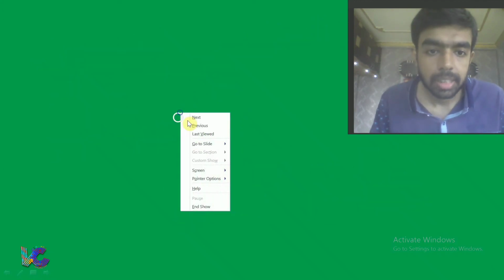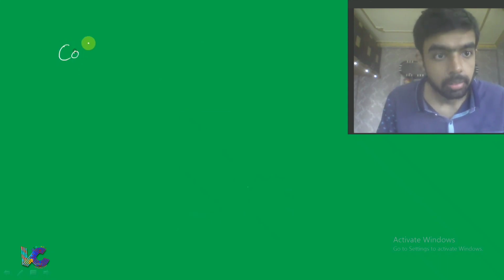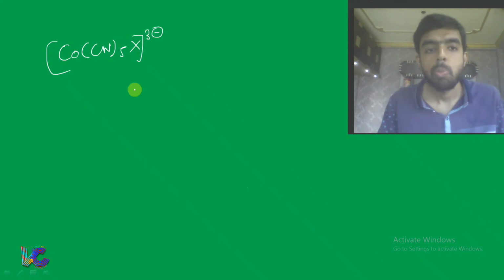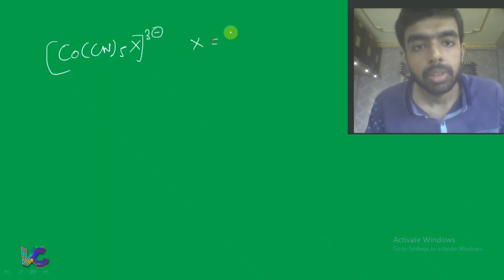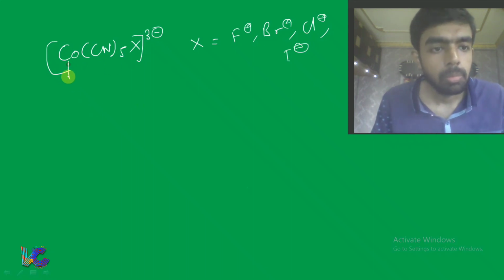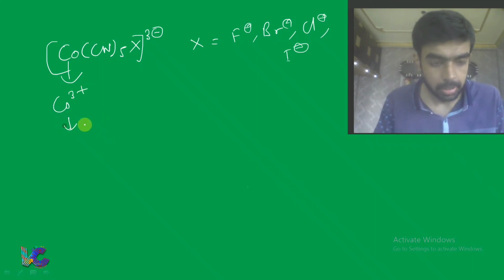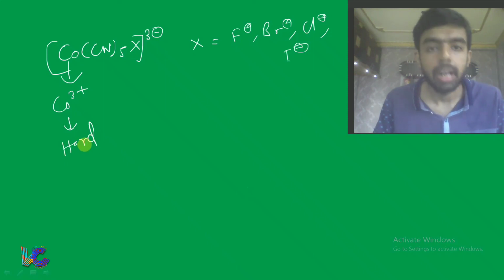Now let's take another example. If you see this example, you have to tell when this complex is most stable. If you see here, the cobalt is in +3 state, so cobalt is in +3 state, that means it is very hard. So it is hard in nature.